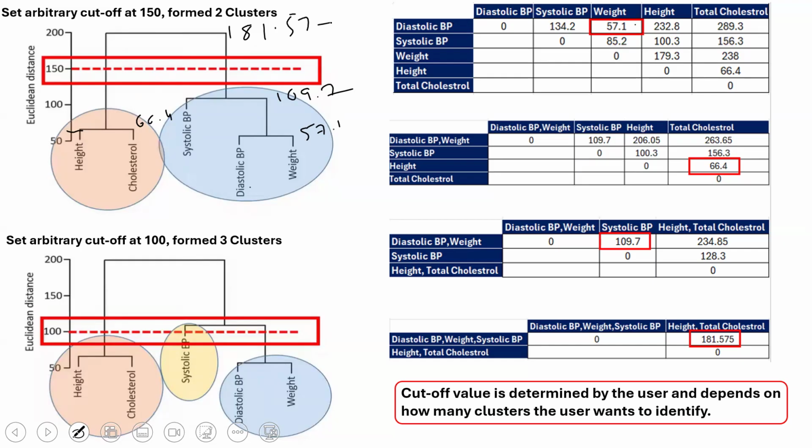Now, if I set an arbitrary distance value at 150, and cut the dendrogram here, how many clusters do we get? We get two clusters.